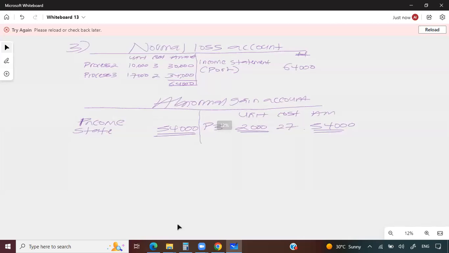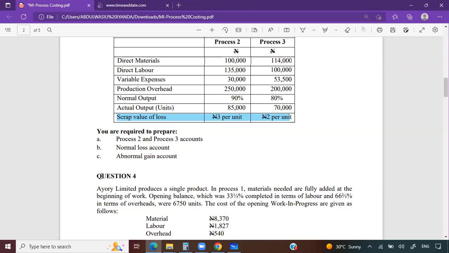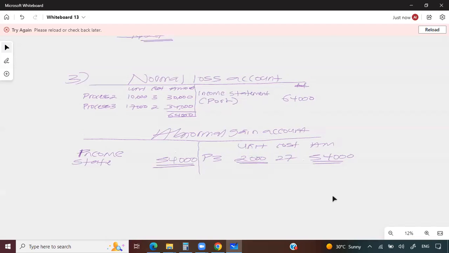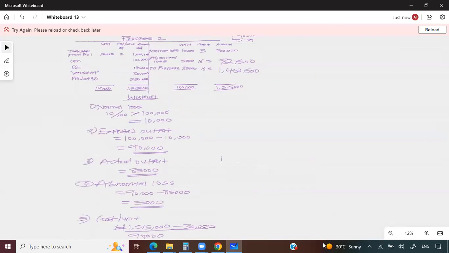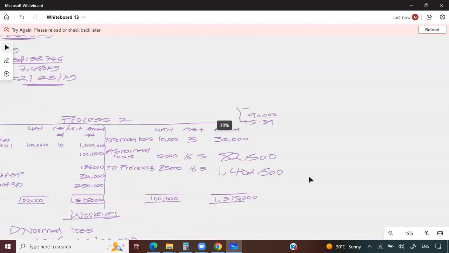So that is all. You can see the requirement is normal loss and abnormal gain. There's another one that we also have, I think we also have abnormal loss. But since it is not required, you will not bother yourself to do it. We have abnormal loss in process 2.